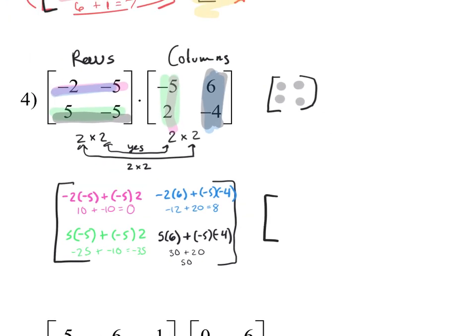Now we just gotta rewrite it into our little matrix here. What comes first? 0, then 8, then negative 35, and last 50. Good work. Anybody else get this as their answer?